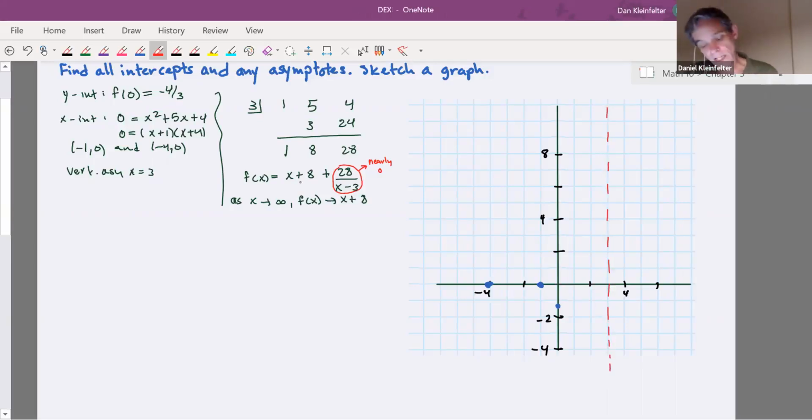And then for our slant asymptote, it worked out to be y equals x plus 8, right? So that is a line with slope 1 and y-intercept 8. So it will pass through the point (0, 8). And then what would be a nice other second point to use?